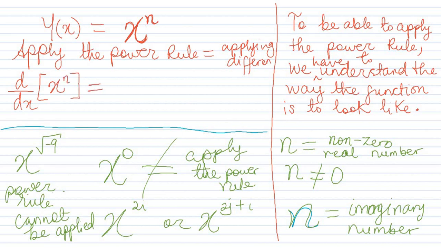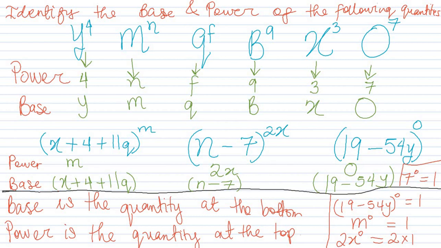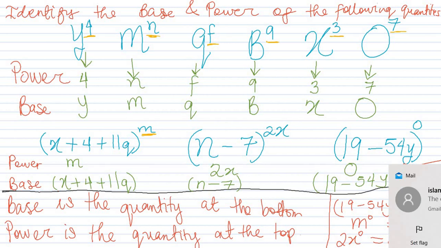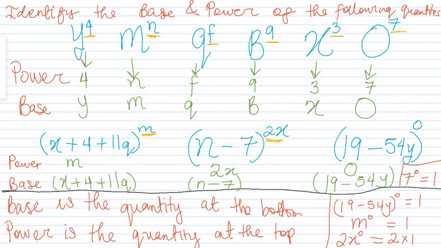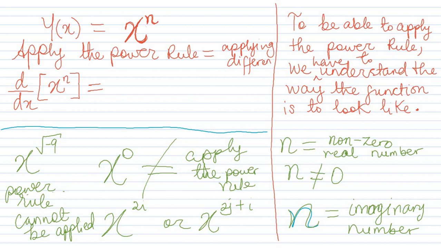To differentiate, when you apply differentiation, the n here is the power, like I explained to you. In this case, power is 4, power is n, power is f, power is 9, power is 3, power is 7, power is m here, power is 2x, power is 0. Power is all of this stuff. So in this particular case, the power is n.